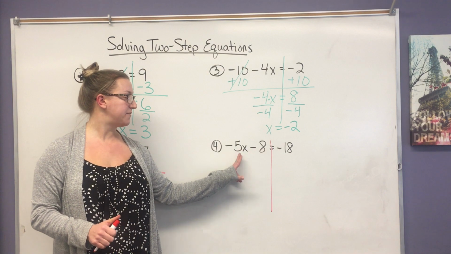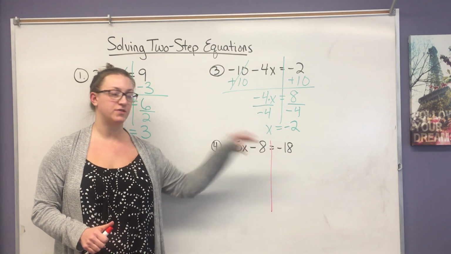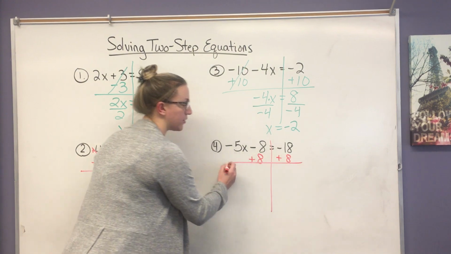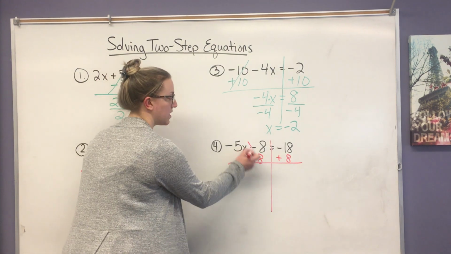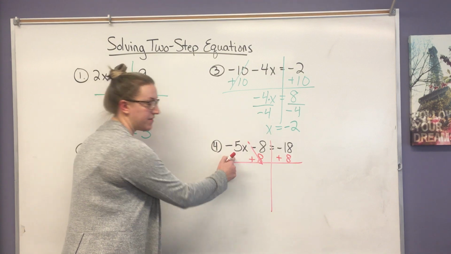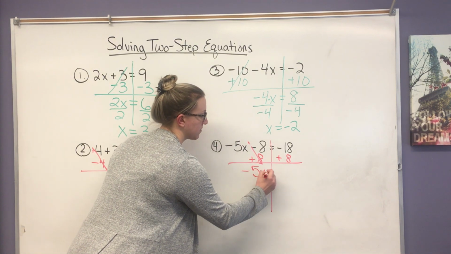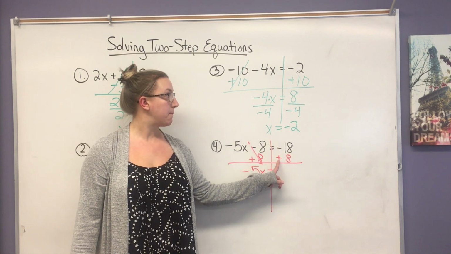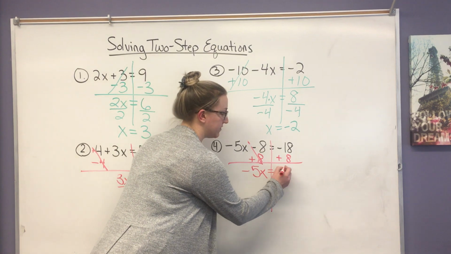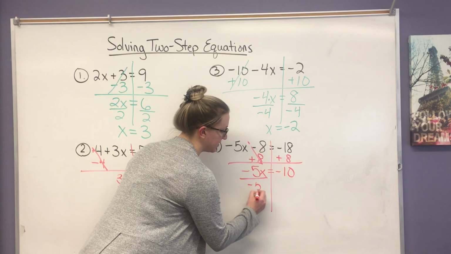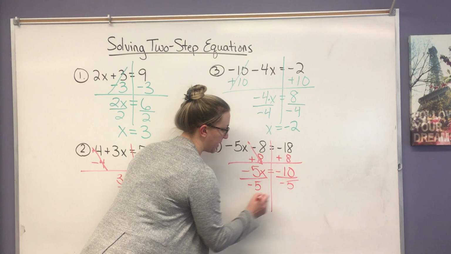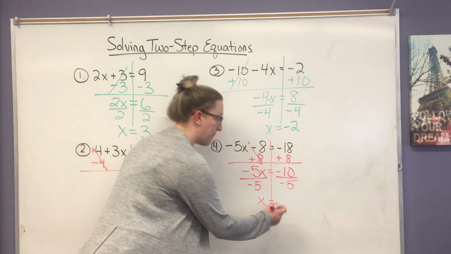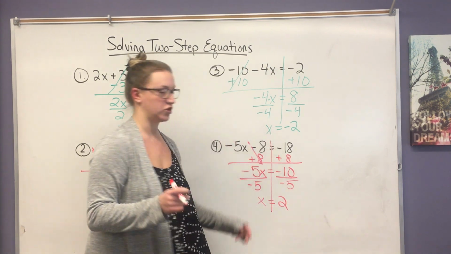Once again, this is negative 5 times x minus 8 equals negative 18. Add 8 to both sides since it is the inverse operation of subtraction. Bring down your negative 5x. Perform the indicated operation, which is negative 18 plus 8, which is negative 10. And lastly, divide both sides by negative 5. Negative 10 divided by negative 5 is a positive 2.